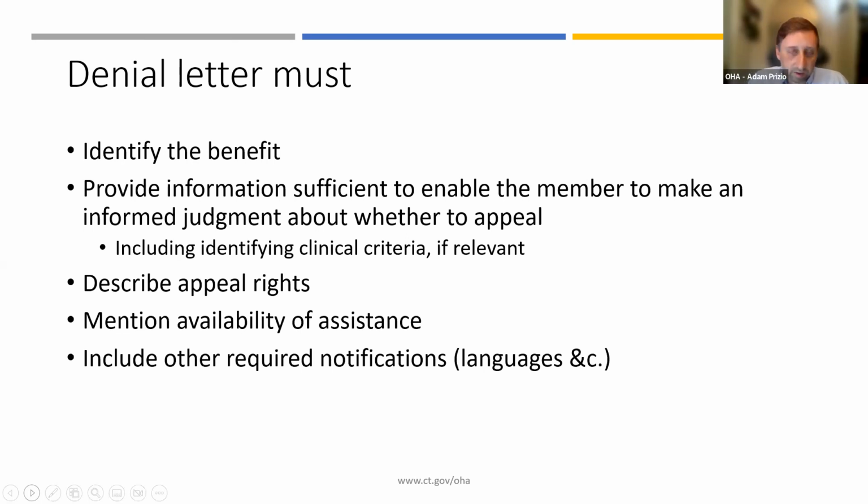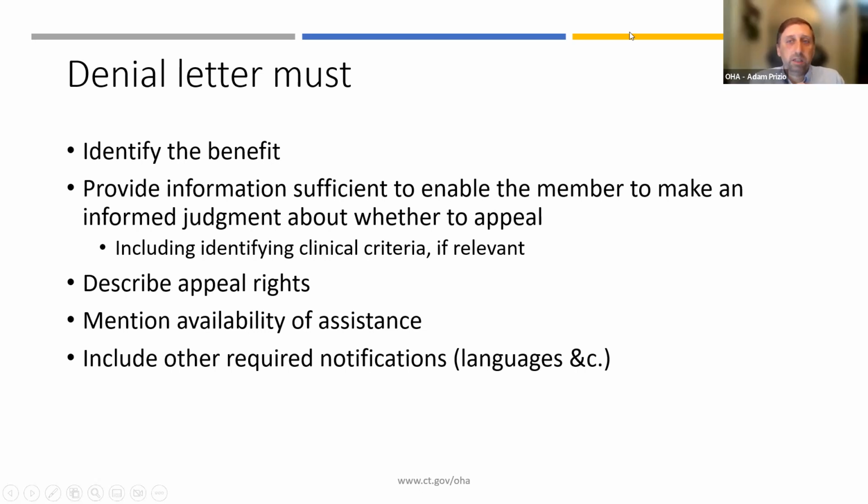They have to identify the benefit, right? They have to tell you what you are asking to have, Dr. Smith perform this procedure on this date, sort of a thing. They have to provide sufficient information to let you be able to make an informed judgment about whether to appeal. So they have to tell you something about why they're denying it. We don't think it's medically necessary, or it's excluded from your coverage, or there are a handful of reasons why they might deny it, and they have to tell you what they are.